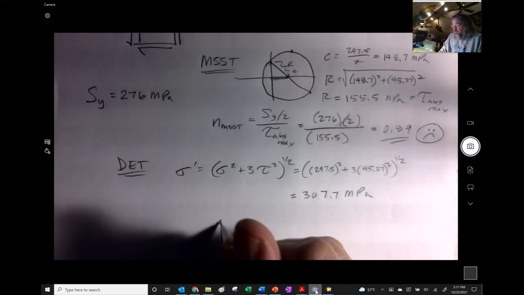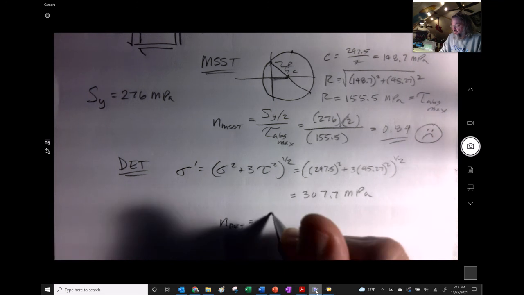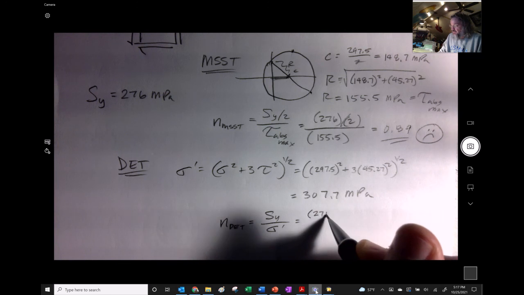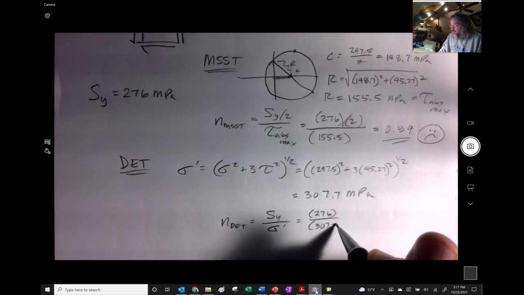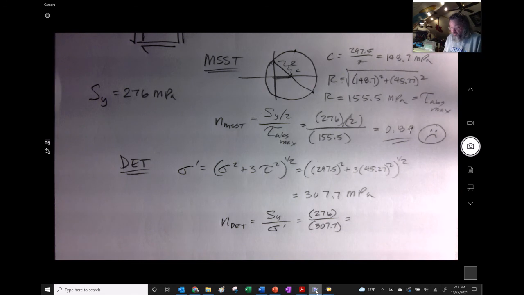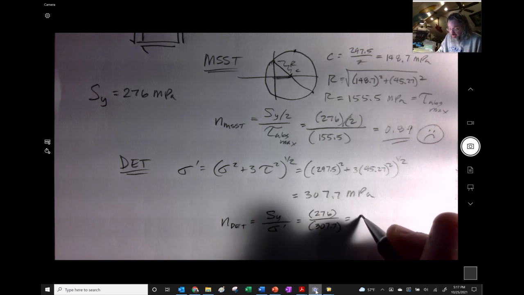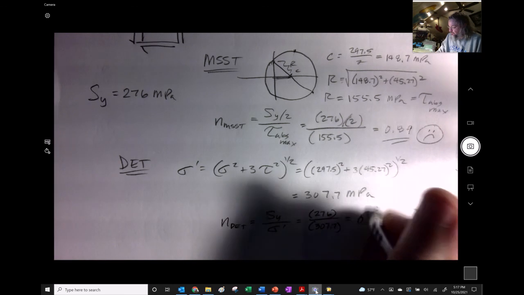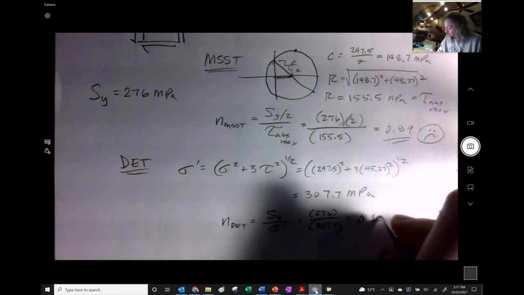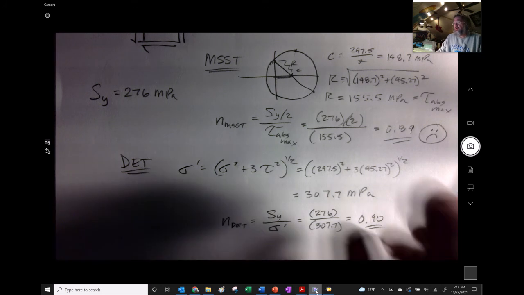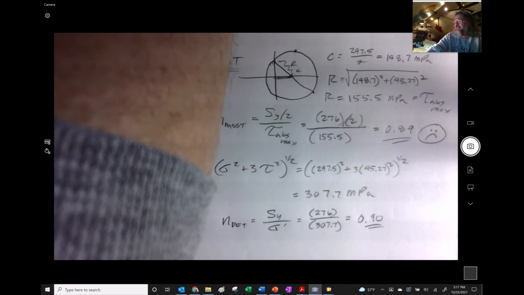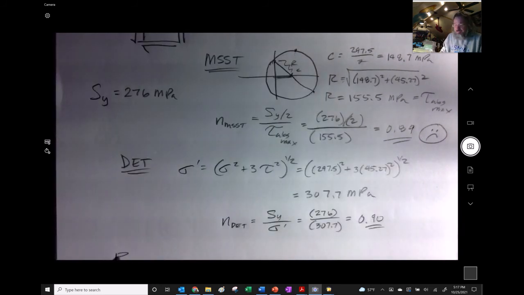So when I go to get my safety factor from distortion energy theory, take the yield strength divided by the von Mises, and I have 276 divided by 307.7. We could see where this is going. That's not going to be a pretty answer. We get 0.8, actually 0.90. Yeah. Still not good. So, is that where I ended this? That's where I ended this problem, but let's do a redesign.